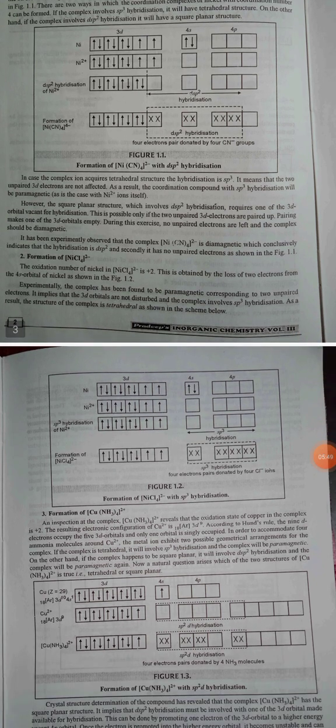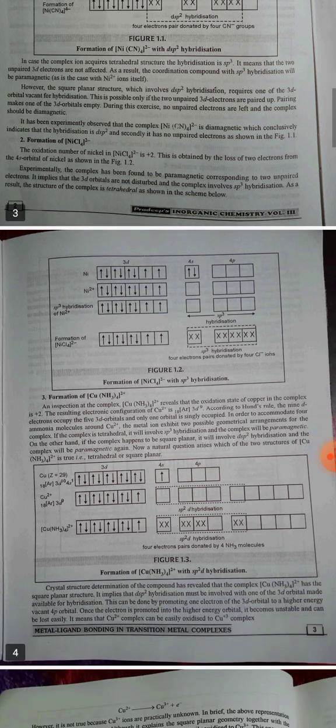Second, formation of [NiCl4]2-. The oxidation number of nickel in [NiCl4]2- is +2. This is obtained by the loss of two electrons from the 4s orbital of nickel. Experimentally, the complex has been found to be paramagnetic, corresponding to two unpaired electrons. It implies that the 3d orbitals are not disturbed and the complex involves sp3 hybridization. As a result, the structure of the complex is tetrahedral.